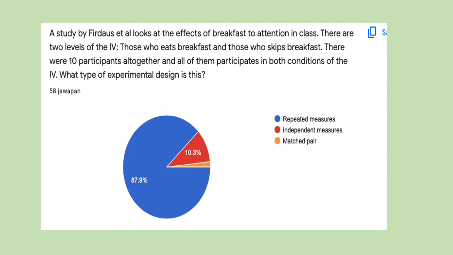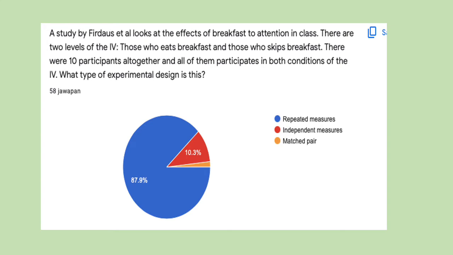Now, another question: a study by Firdaus looks at the effect of breakfast on attention in class. Two levels of IV, those who eat breakfast and those who skip breakfast. 10 participants altogether. All of them participate in both conditions of the IV. What type of experimental design is this? Okay, again, there are still mistakes there. If you see there, the hint here is all of them participate in both conditions.